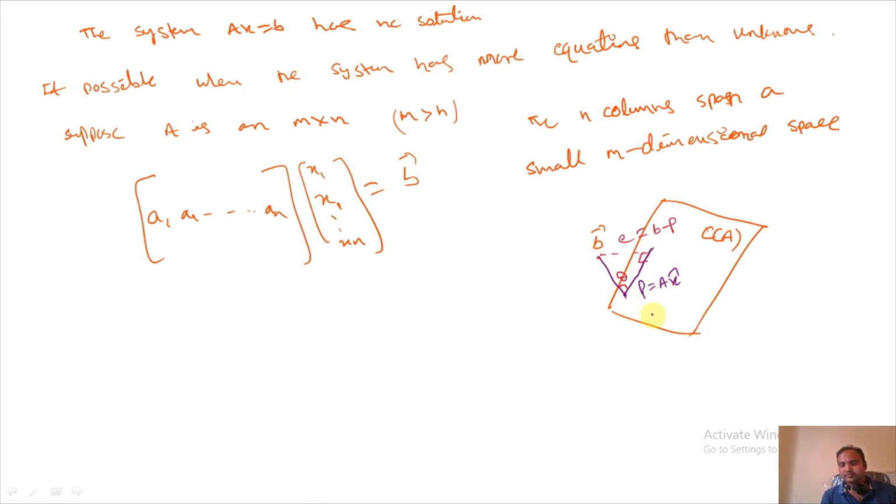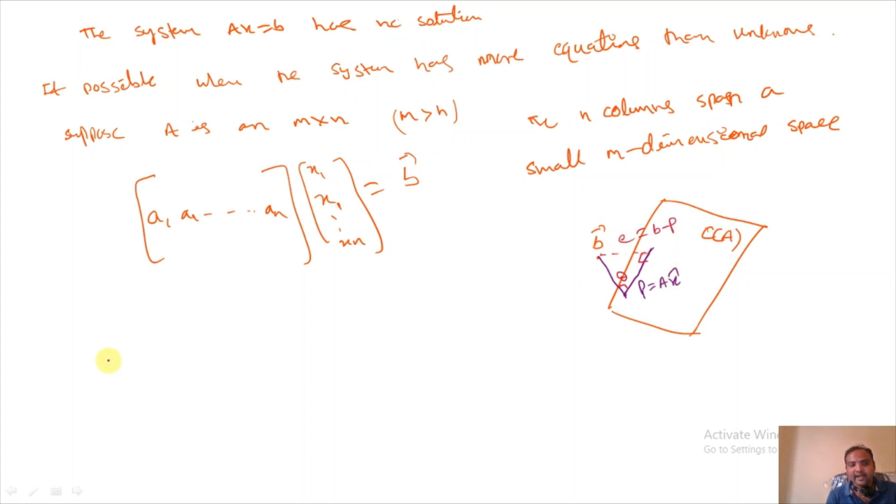Now, to have b in the column space, the error must be 0. But this is not always possible. That is why this system has no solution. A solution means the error is 0. Here, this projection is closer to b, so the error approaches 0.